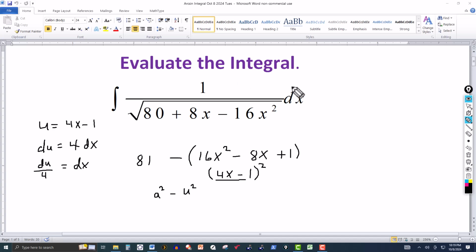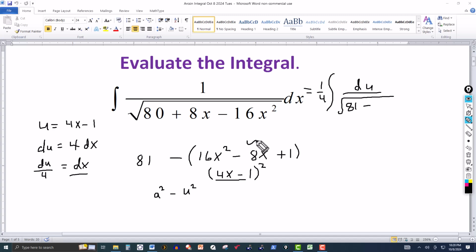Now let's go back to the original integral here. This then will equal the integral. On top we have 1 dx, or just dx. So dx is du over 4. This will be du here, and this 4 is 1/4. So I'm going to bring the 1/4 out in front. We get 1/4 du, and then we'd have the square root here of 81.